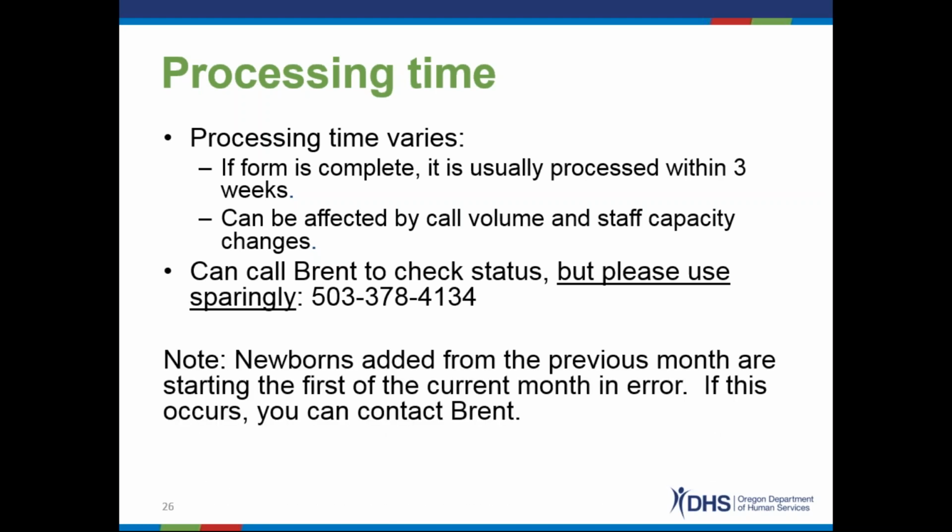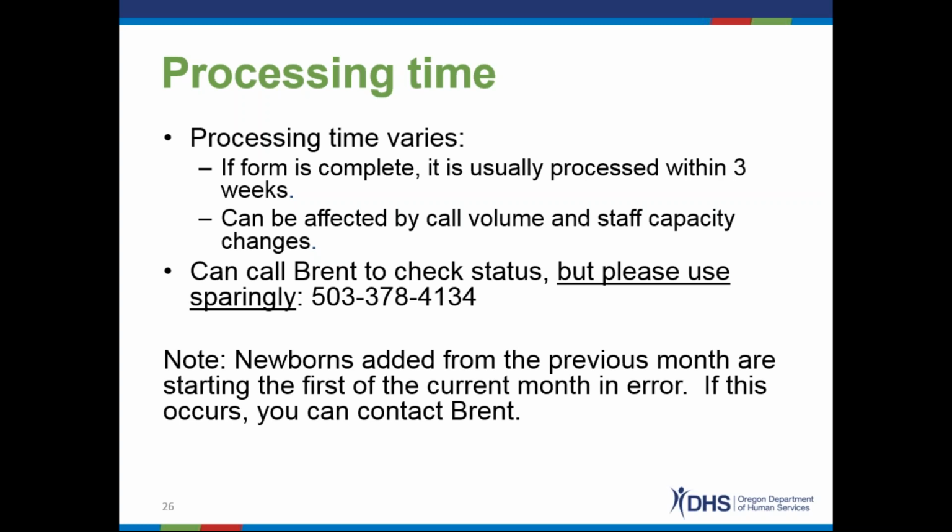Something else that needs to be shared is that there is a minor glitch happening in the system right now, in the one system, in which newborns added from the previous months are starting the first of the current month in error. So this is often being caught and corrected. But if you're seeing this error happen in the system, you can contact Brent, who can help make this correction while we work out a fix for the issue.